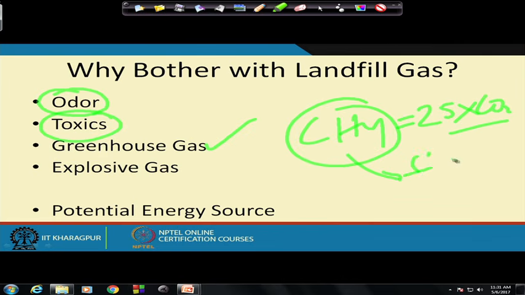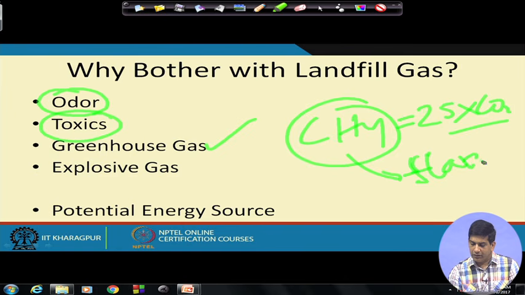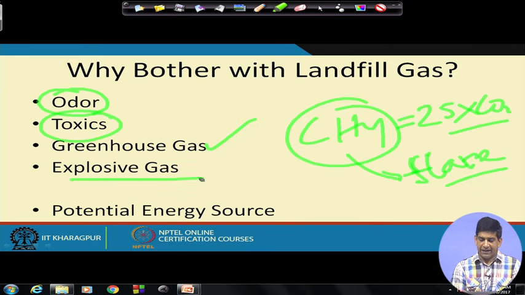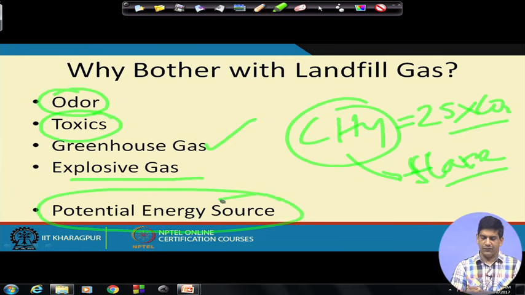When we do the flare, what we are trying to do is convert this methane to CO2, and that way reduce the impact in terms of greenhouse gas. Some of them could be explosive gas, and it can be used as a potential energy source. So why not just use it as an energy source rather than letting it go to waste? So that's the reason why we have to think about landfill gas.